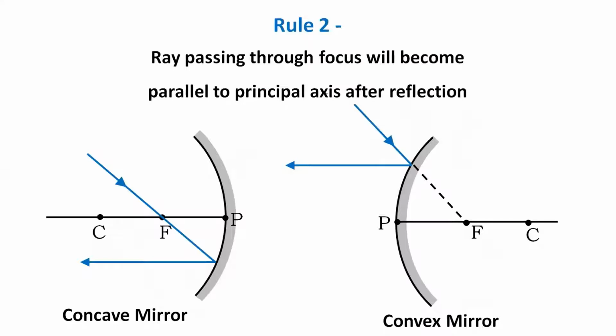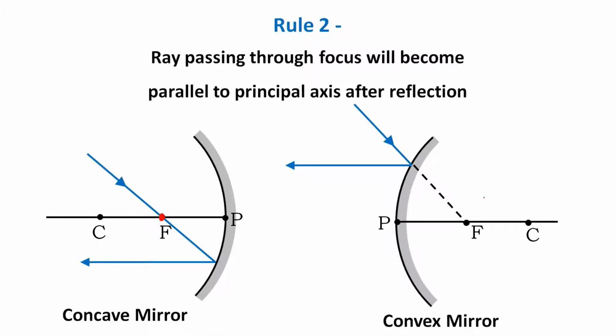The second one is the exact opposite of the previous one. Any ray which is going through the focal point will reflect back parallel to the principal axis. So this ray is cutting through the focal point, so it reflects parallel to the principal axis. The same thing happens for a convex mirror. If this ray comes as if it is going through the focal point, it will reflect back parallel to the principal axis.